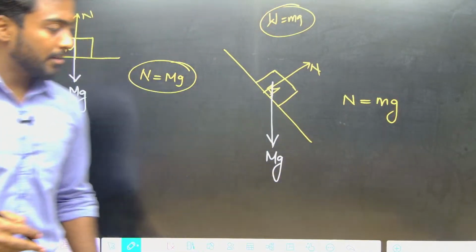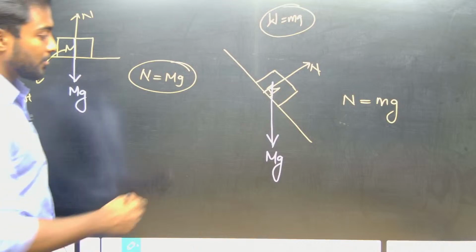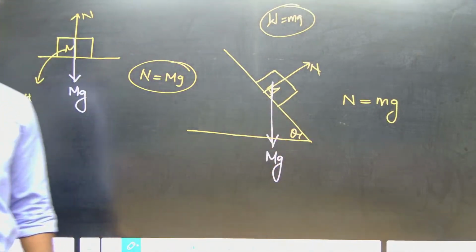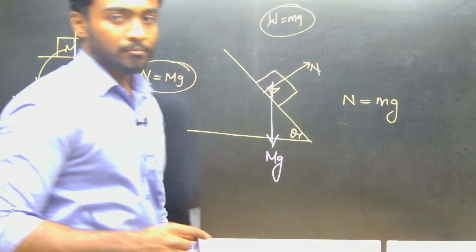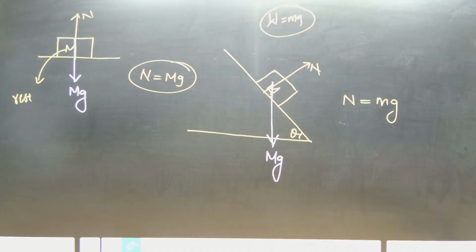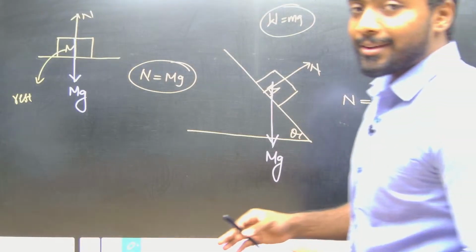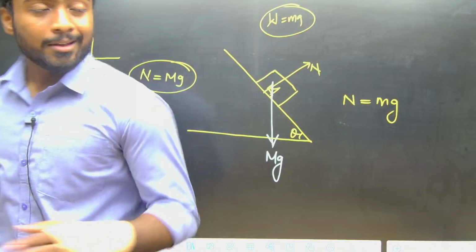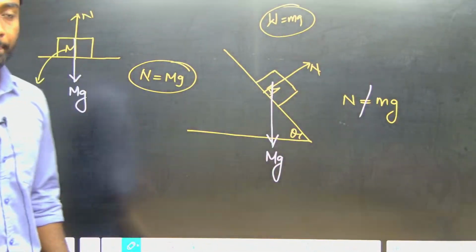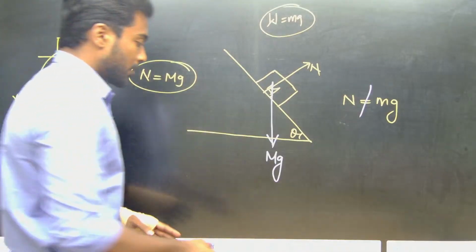Can I say here N is equals to mg? Can I say N is equals to mg in this condition? No, you can't say N is equals to mg in this condition. It is not possible, right? I'll tell you why.